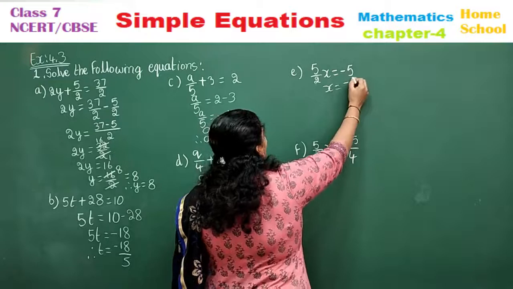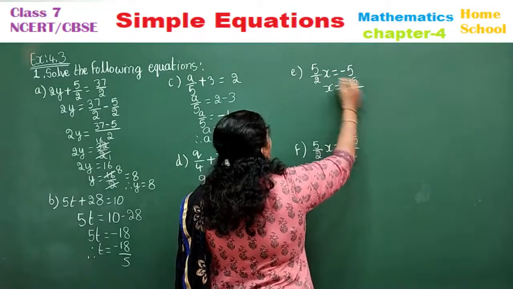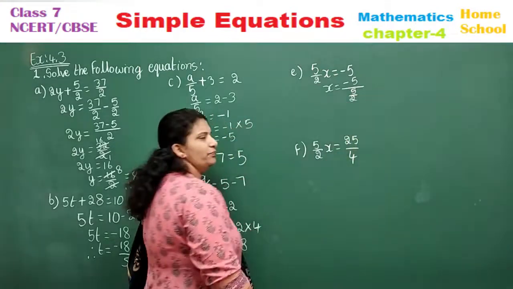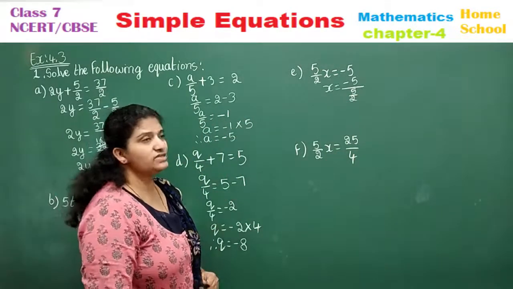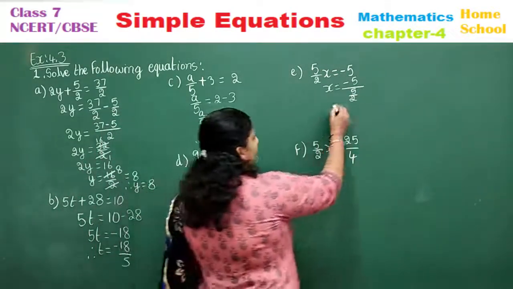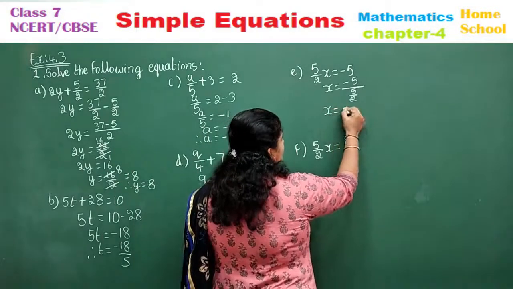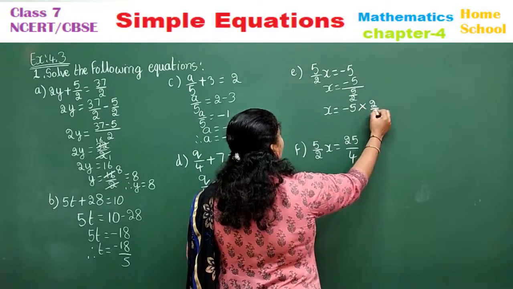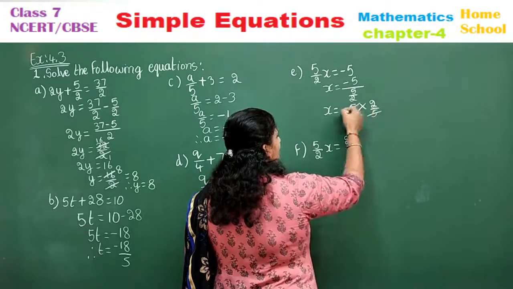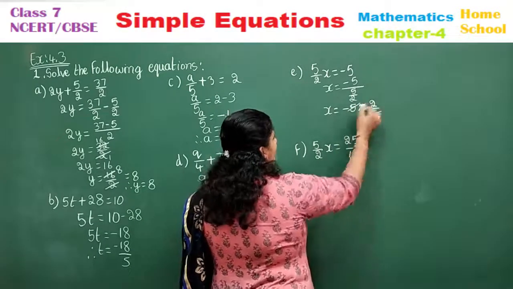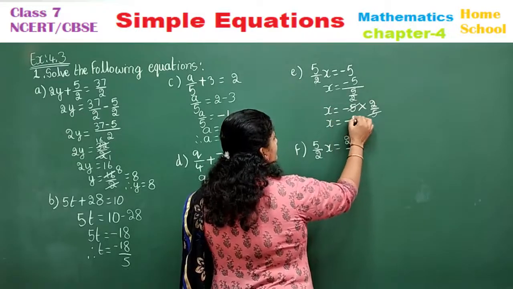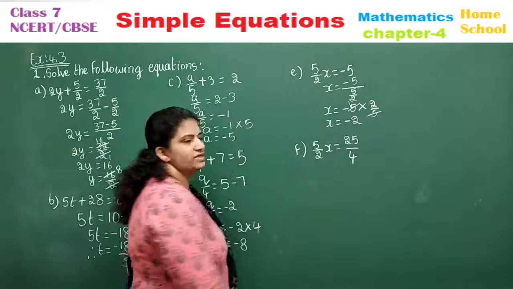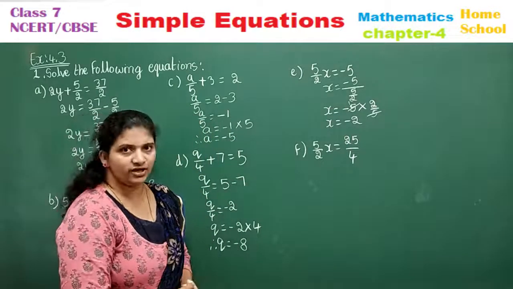So, divide this side by 5 by 2. How can you bring this one up? Yes, don't panic. You can rewrite this as minus 5 into 2 by 5. 5 cancel. Minus into plus, minus 1 into 2, it will be 2. X is equal to minus 2 is your answer.